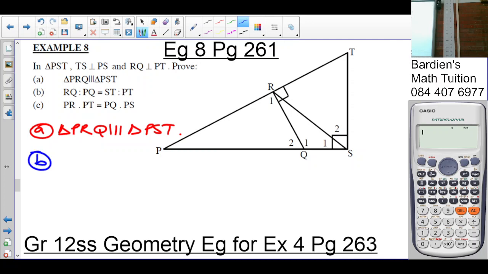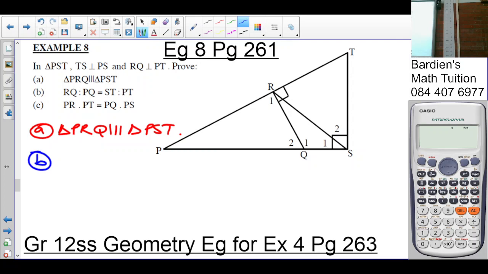Now, after a similarity proof question, where we have to prove two triangles are similar, always after that you'll have a distance question. Most of the time, if not all the time. If there's a question after a similarity question, rest assured it's going to be a distance question. As you can see here, B and C are distance questions. So if triangle PRQ is similar to triangle PST.